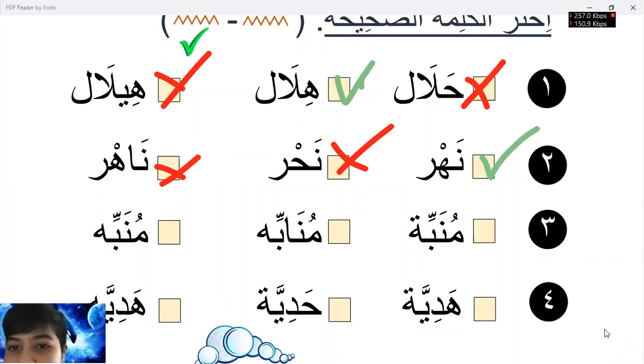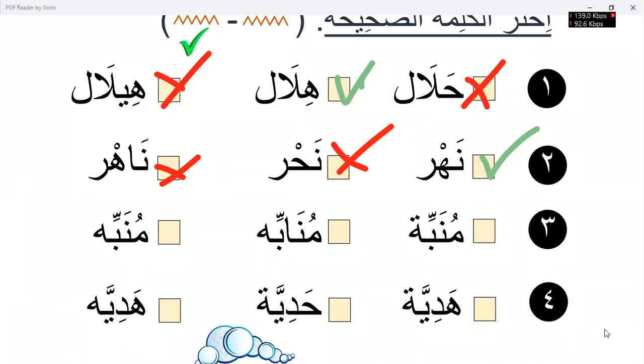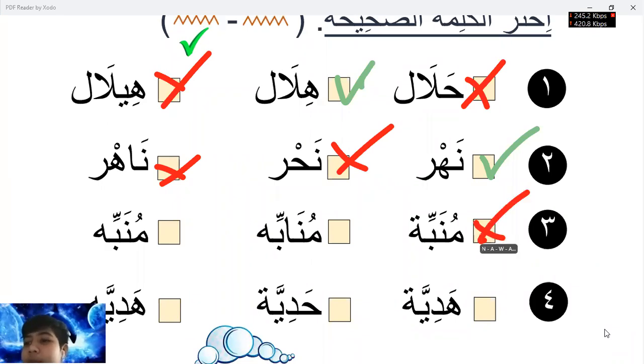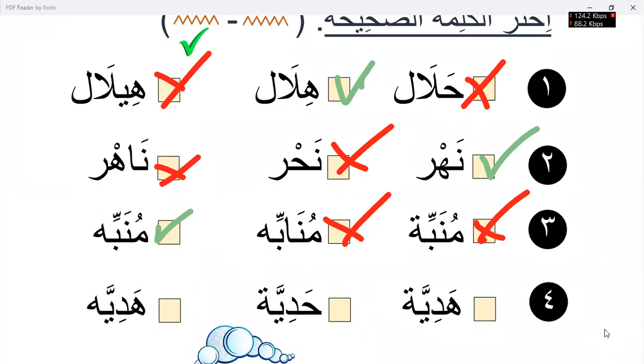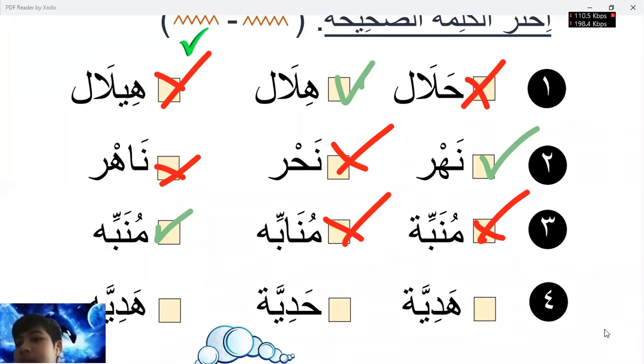Okay. Then Munabbih. Wasn't it the no head, no eyes? Munabbih, let me think. I'm not going to go with that one because I don't know. The answer is the left one. Yes, correct. Meaning? Munabbih means an alarm clock. Yes, an alarm clock.